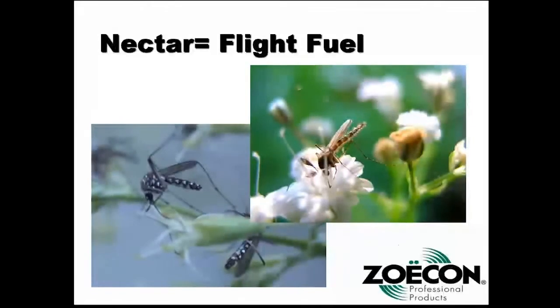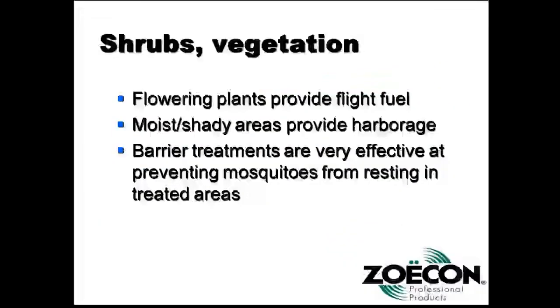So they can fly very far. Some of the mosquitoes here can be trapped as far as 60 miles from their breeding sites. So flowering plants, they need them. They need moist, shady areas for harborage, and barrier treatments can break that up on any property you have.